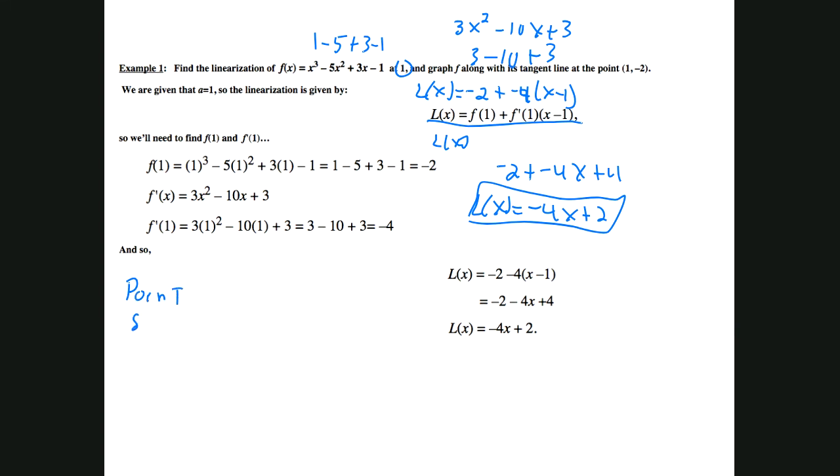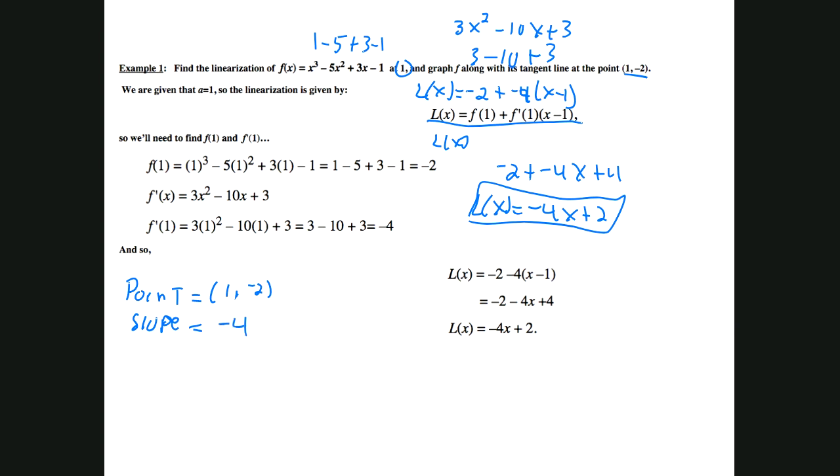Well, they already told me what the point is. They told me it's (1, -2). Okay, so there's my point. And we already found the slope at 1. We worked it out, wasn't it? No, I forgot what it was. Negative 4, wasn't it? It's negative 4.